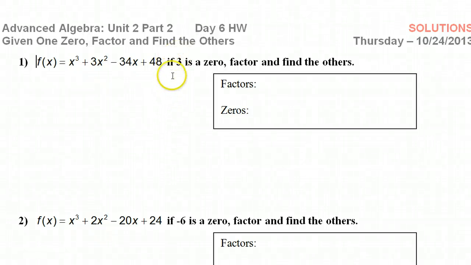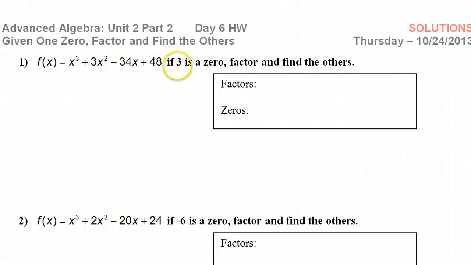All right, the essential question for today is, if we're given a zero, how do we use that to factor and find the other zeros? This is day 6. All right, well, here's how you do it. We're going to use synthetic division.